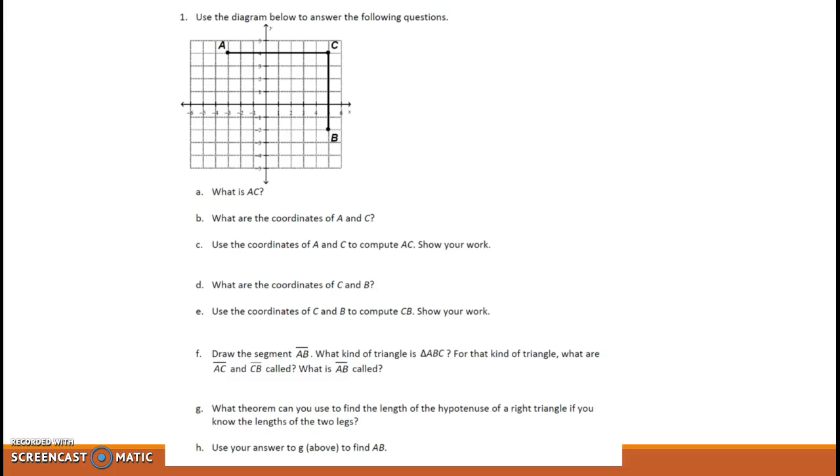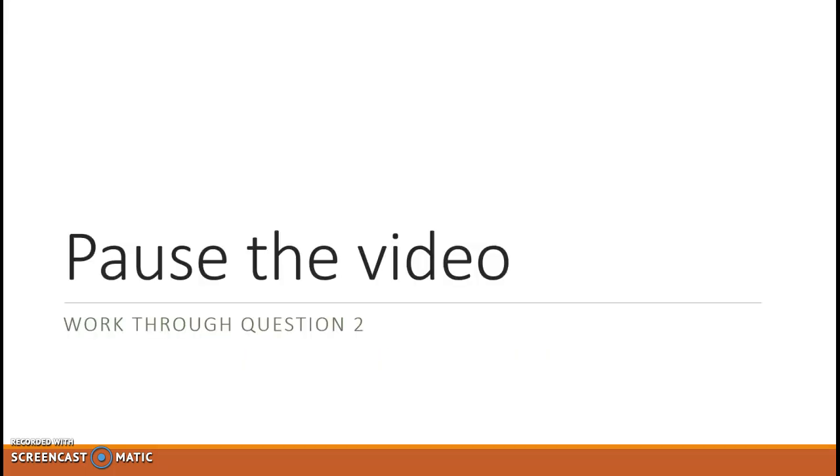To do that, we would say 8 squared plus 6 squared equals AB squared. 36 plus 64 is 100. So the square root of 100 is 10. So the length of AB is 10. So what I want you to do now is pause the video and work through question 2.